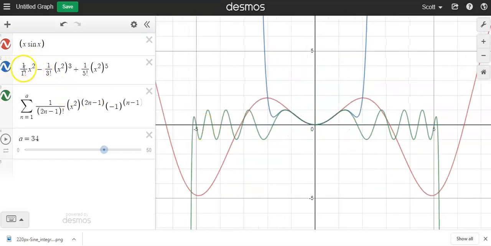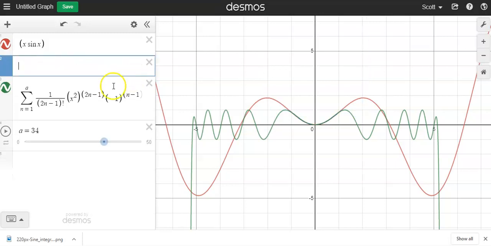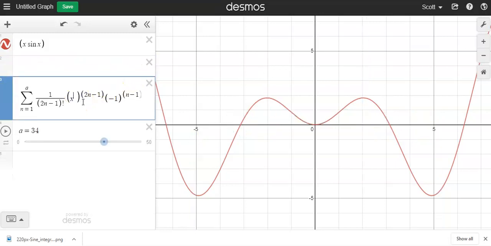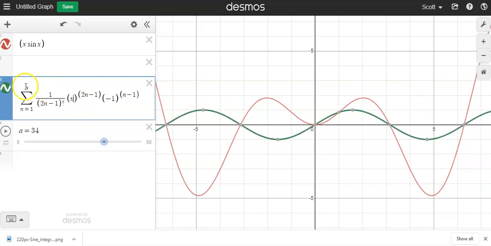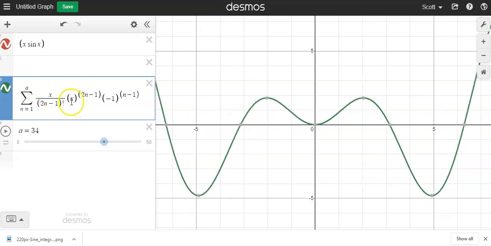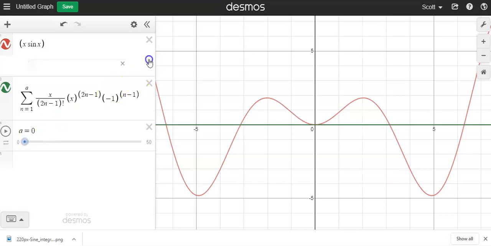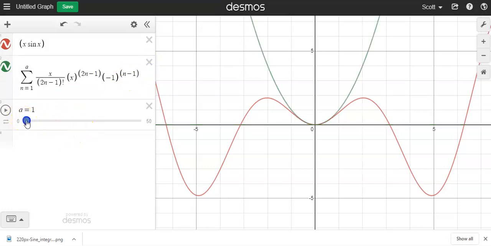So we can take, let me go back to where we were. We can just take the Taylor polynomial for sine of x and just multiply by x. Let me rewind it. So in green, you're going to see the Taylor polynomial approximating the red x times sine of x. And as we add more and more terms, there you go. Converges pretty quickly.